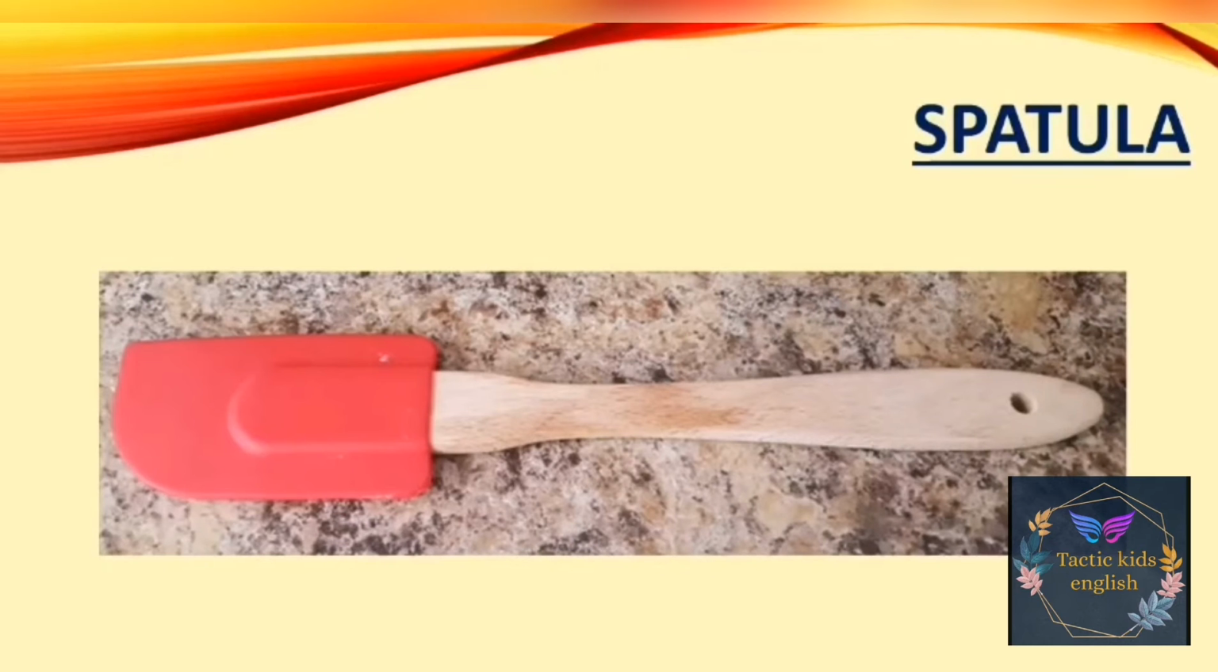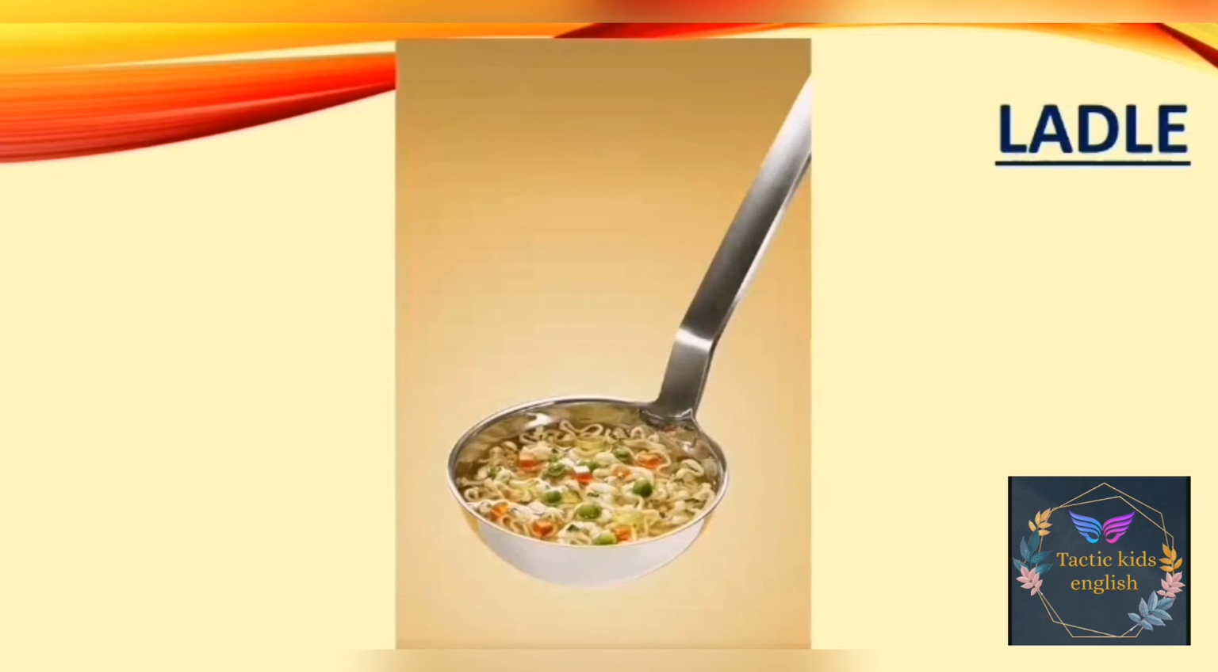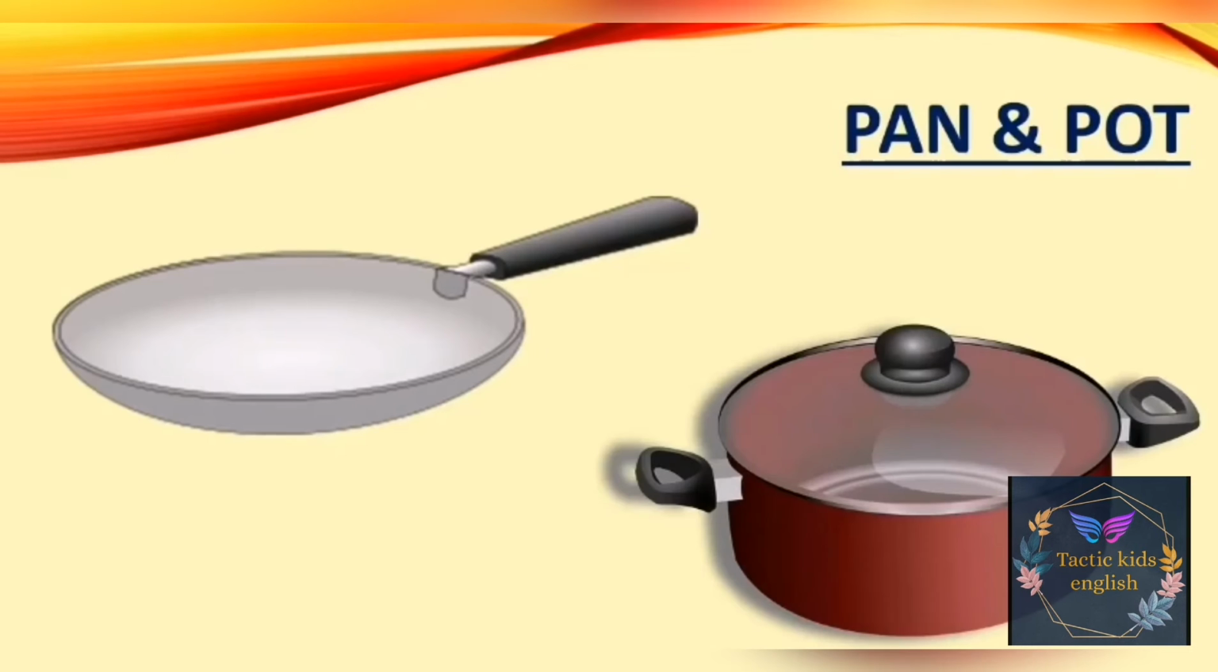Spatula. Ladle. A ladle is a big spoon used for serving soup. Pan. A pan is often used for frying food, cooking it in oil. Pot. A pot is often used for boiling food, cooking it in water.